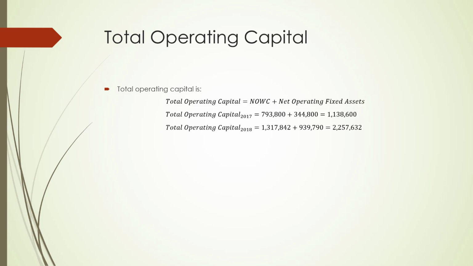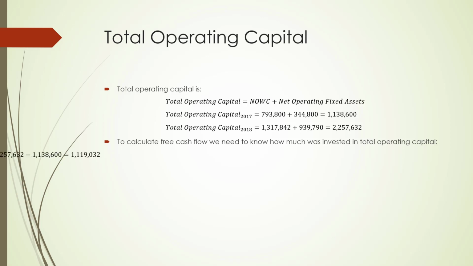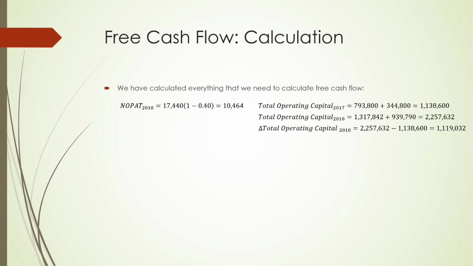In 2018, we have total operating capital of $2,257,632, which is pretty close to double what it was in 2017. So to calculate free cash flow, remember the formula is NOPAT minus the change in total operating capital. So we need to know how much was invested in total operating capital in 2018. And that's simply $2,257,632 minus $1,138,600 for a total investment of $1,119,032.